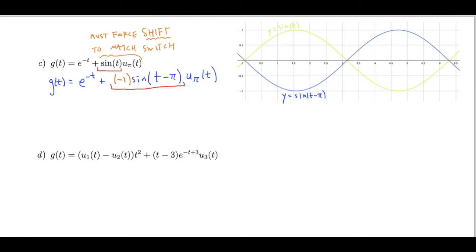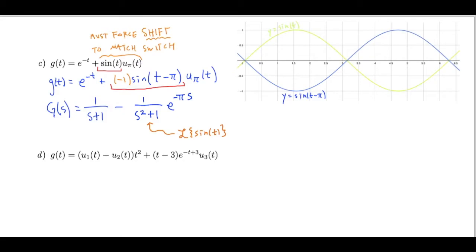And as I mentioned, with trig functions I typically do something like this. There's no real clear-cut strategy. I'll just look at the function that I have, identify the function that I want, and then think about their properties in order to figure out what I need to do to get them to match up. Now that I've got my g of t written so that this term has a shift which matches the switch, I can go ahead and take the transform. So this is what I'll get for that transform.